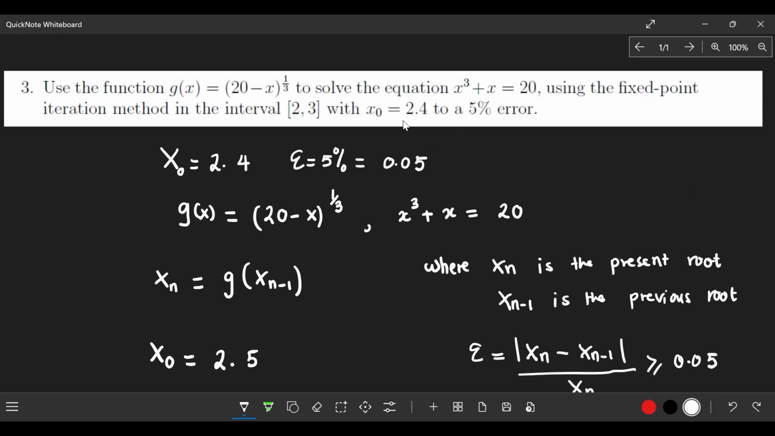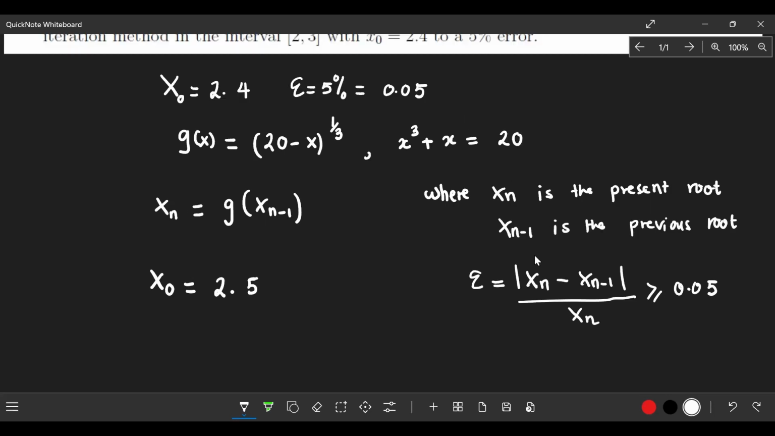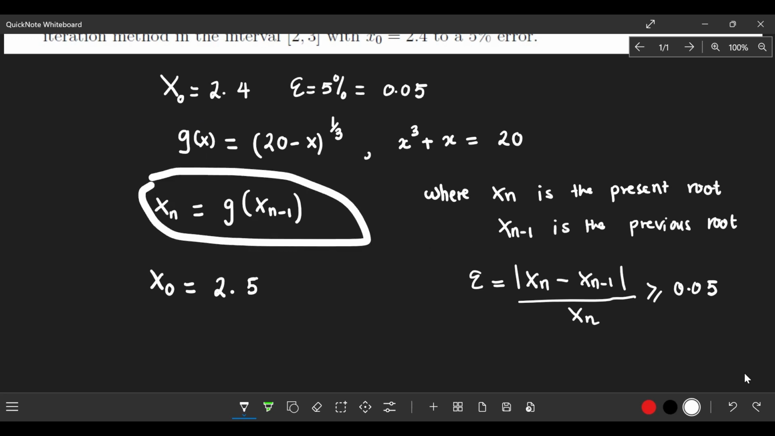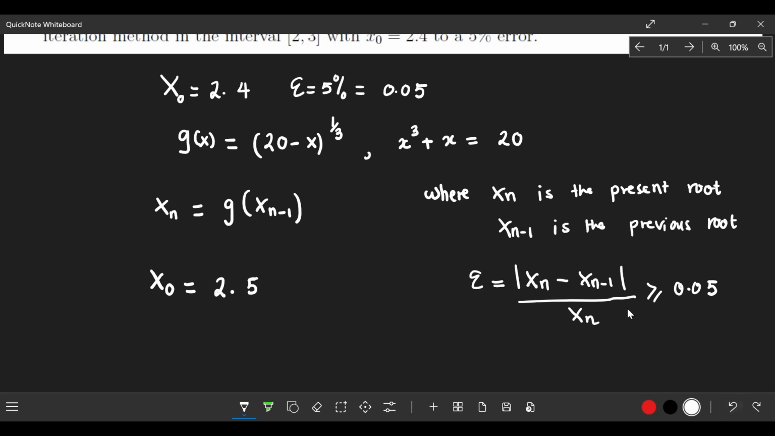I'm supposed to stop when the error is simply 5%, which is the relative error. So we have to use this condition here. Relative error is denoted by epsilon. So I'm using epsilon as notation. It is equal to the difference between the present value, which is the value we just calculated using the equation, minus the previous value, the value that you previously calculated, divided by the present value.